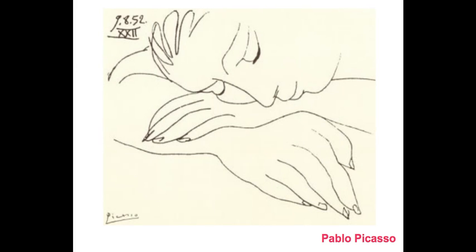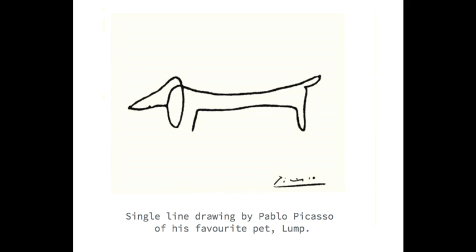Pablo Picasso favored this technique in his later years. In this drawing, he used continuous line drawings to focus on simplicity. He would often draw using one stroke. His images are uncomplicated and free from extraneous detail. Here's a single line drawing of Pablo Picasso's favorite pup, Lump.